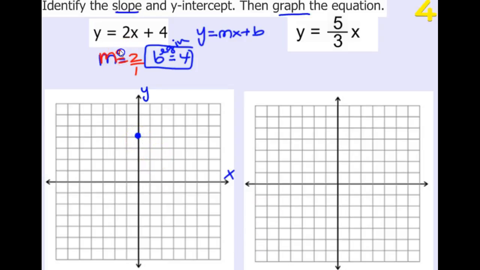And then m tells me how to move. My move is always rise over run. So I'm going to rise 2 from this point up 2 and run. Positive numbers are to the right, negative numbers would be to the left. We don't ever go negative really. So rise up 2, positive 2, and 1 to the right. Well, I can't go any further, so the opposite of up and right would be down and left. Down 2, 1 to the left. And then draw a line through it.